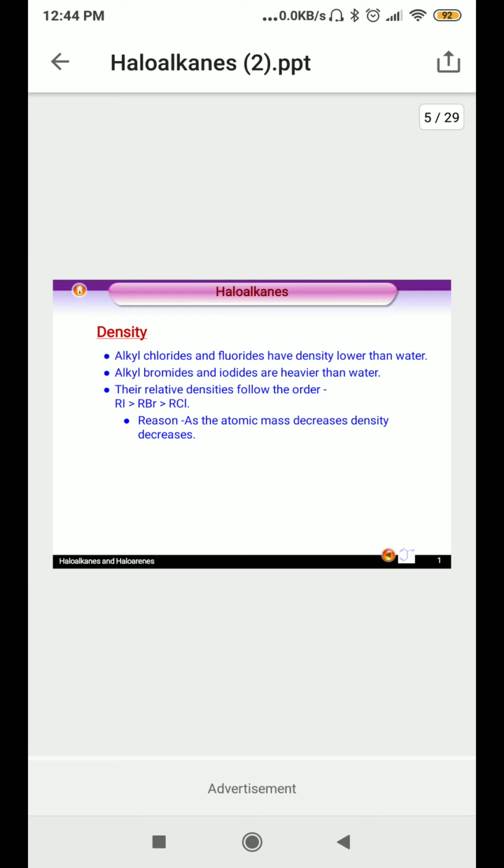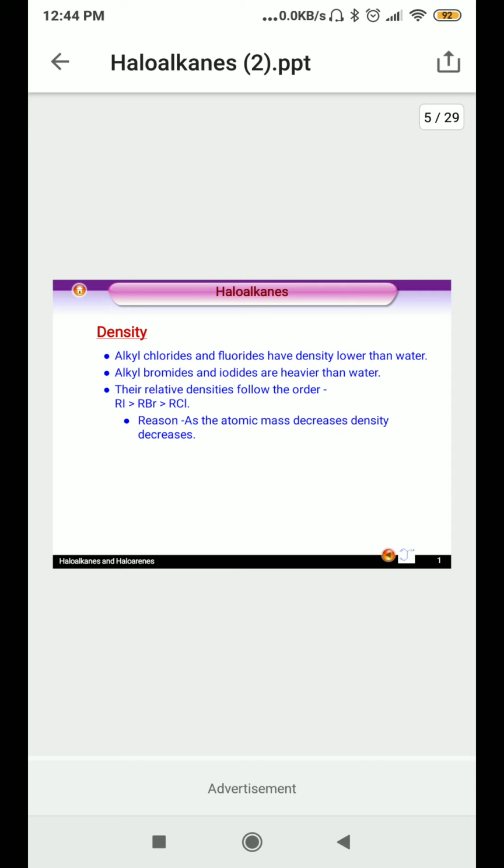Now let's talk about density. In density, we study that alkyl chlorides and fluorides have density lower than water, so they are light. So if you mix two liquids, water and an alkyl halide, because the density of the alkyl halide is low, water comes on the lower side and the alkyl halide comes on the upper side.